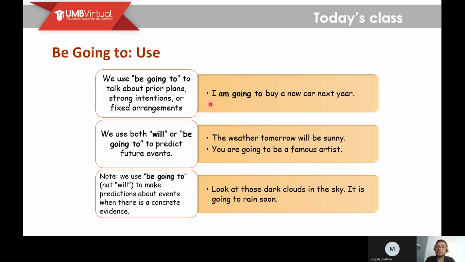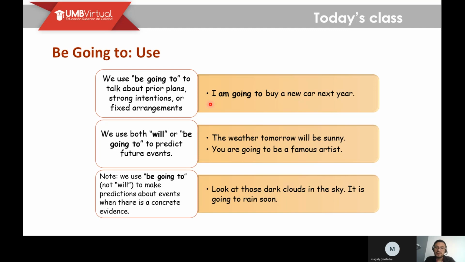Because we have seen a plan, we have just thought about it. So the difference here is that with be going to, at least you have a plan. Sí, al menos con be going to hemos pensado en el plan. Con will es un poco más como de momento, como un poco más impredecible. En cambio, este sí lleva como su plan. I am going to buy a new car next year.